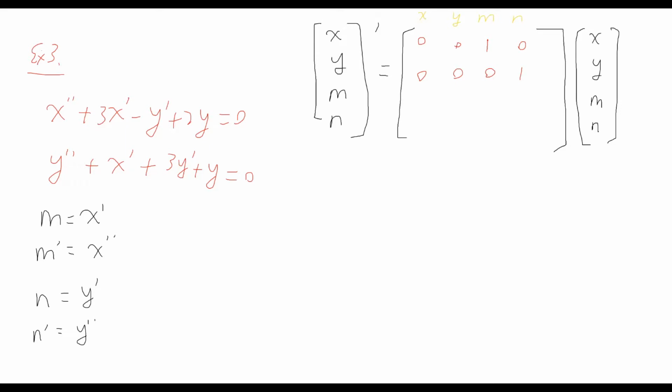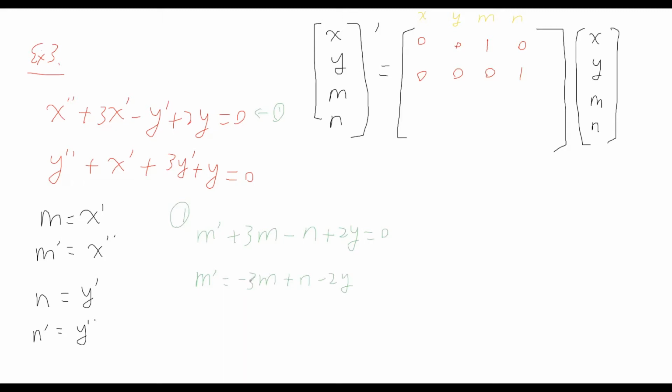Now n prime is where we need to do a little bit of extra work to figure out. So let's take the first equation, right? Let's rewrite that using m and n. Okay, so x double prime, that is m prime, plus 3x prime is m, minus y prime, that is n, plus 2y is equal to 0. Okay, so let's move everything to the right hand side. We have m prime is negative 3m plus n minus 2y. All right, so m prime can be written as these three terms.